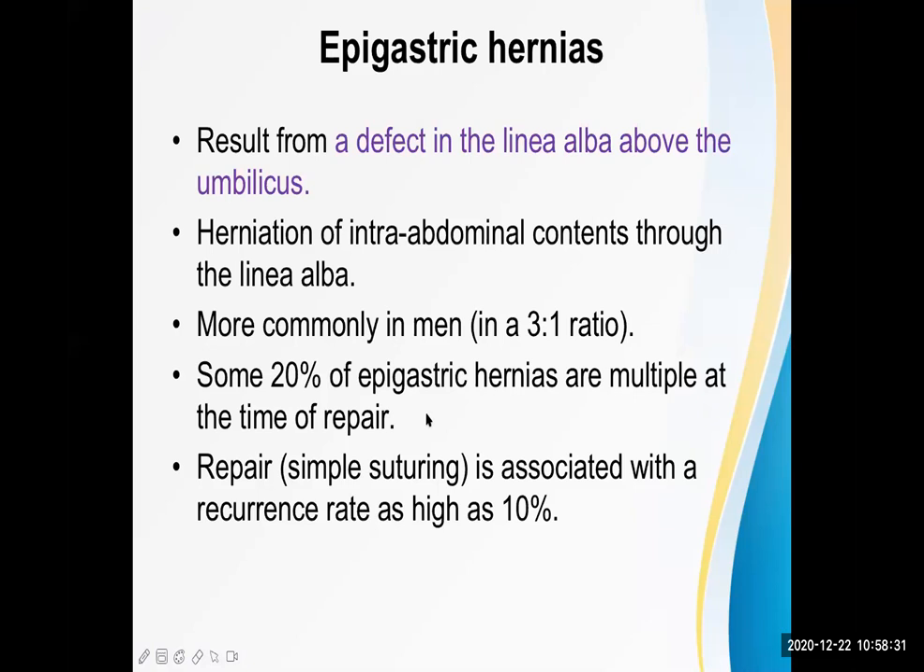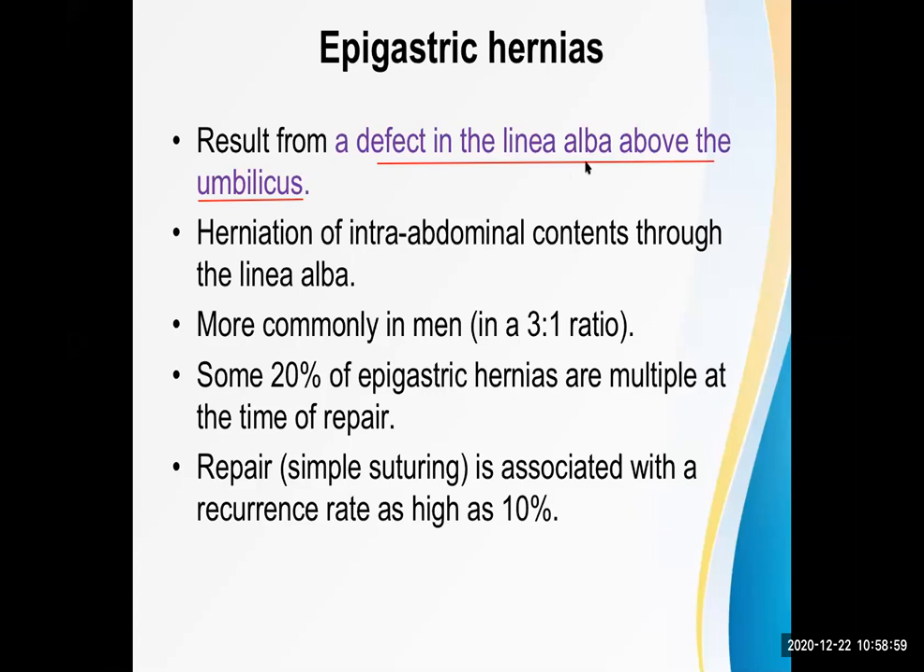Another type of hernia is called epigastric hernia. Now let's talk about it. Just some of the information. It results from a defect in the linea alba above the umbilicus, in the epigastric region. That's why it is known as epigastric hernia. So there is a defect in the linea alba above the umbilicus, and then the herniation can occur there. First, let me ask you, what is linea alba?